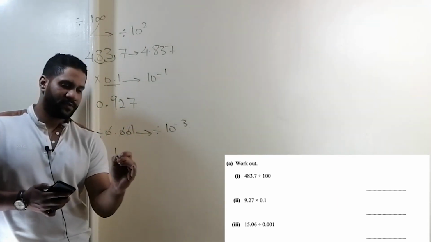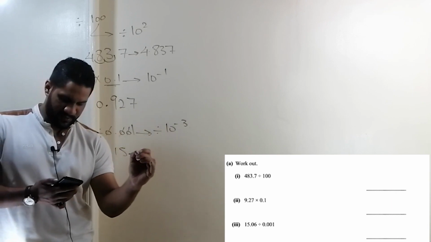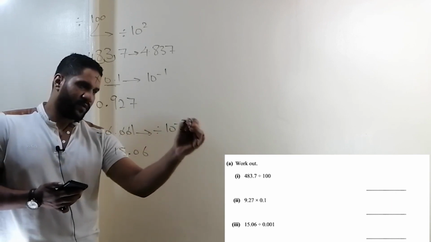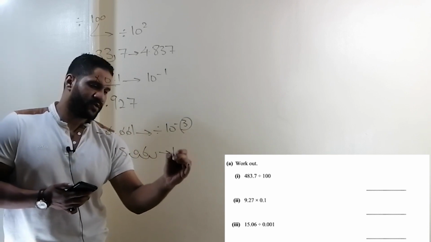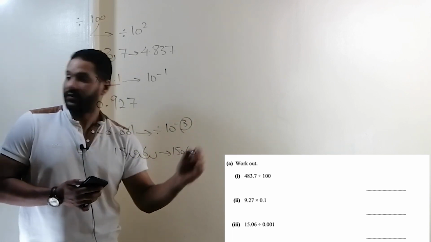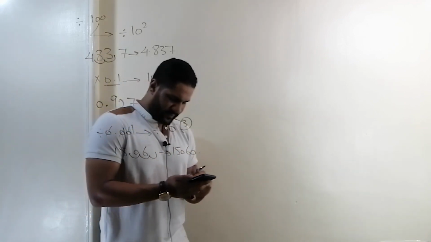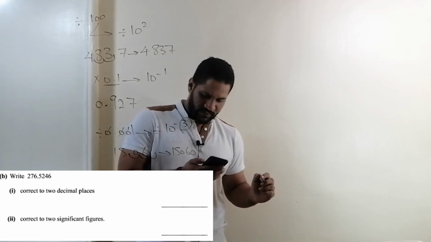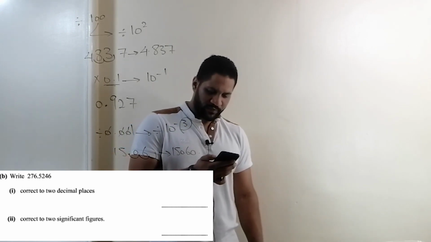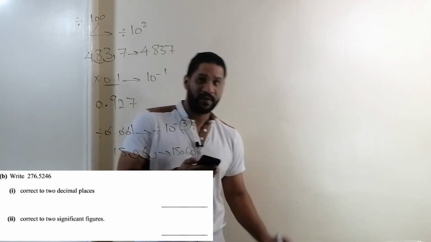So the answer is, I know that the question is 1506. We are going to shift 3 decimal places. So 1, 2, 3. So it's 1506000. If we look at number 11, it gives me, write 276.5246 corrected to 2 decimal places.